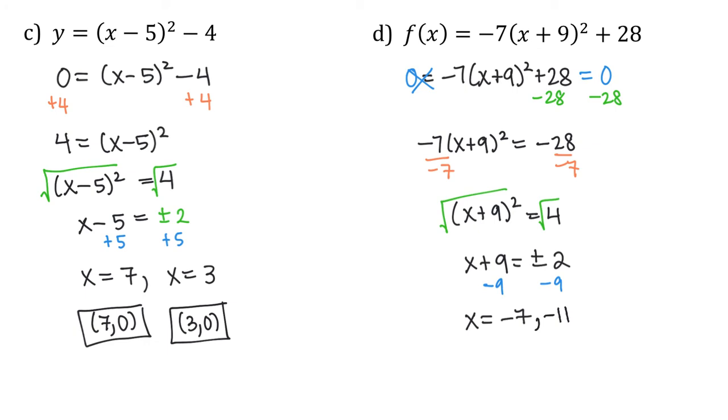But remember, each of these x values represents an x-intercept. So I have an x-intercept at (negative 7, 0), and I have one at (negative 11, 0). And if I graphed it, I would actually be able to confirm that this is correct. Go ahead and try the practice problems, and then check your answers at the bottom, or check the calendar for the solutions with the work.